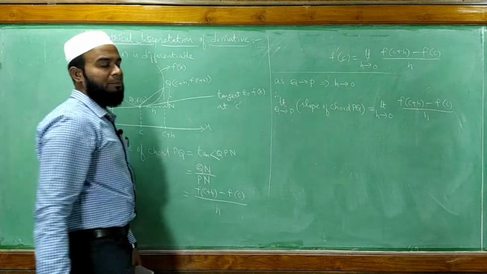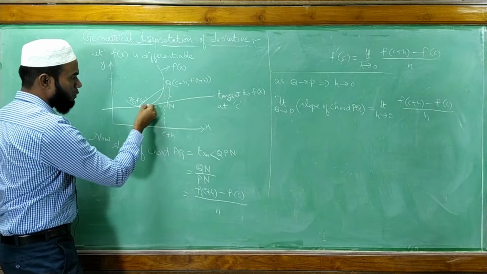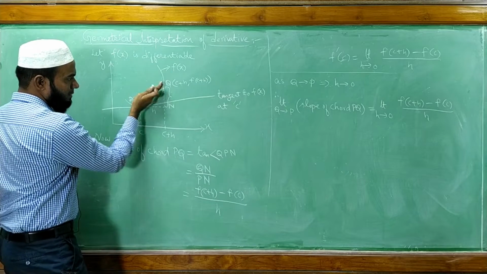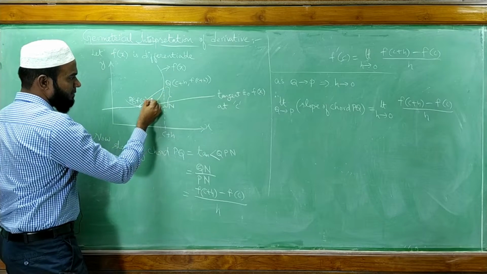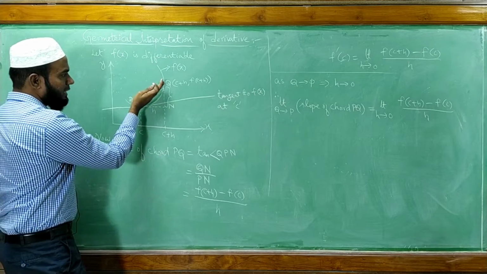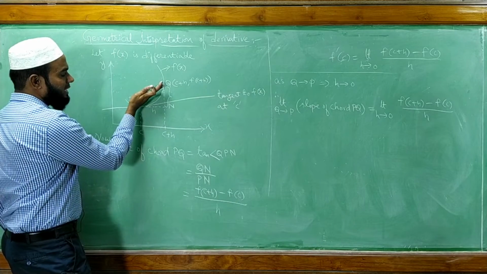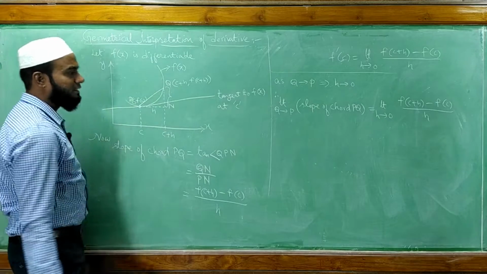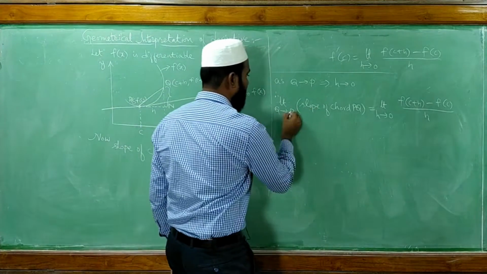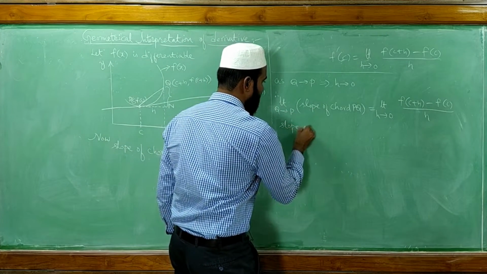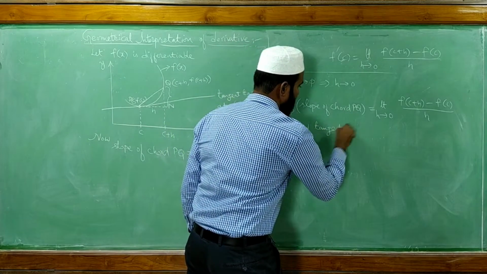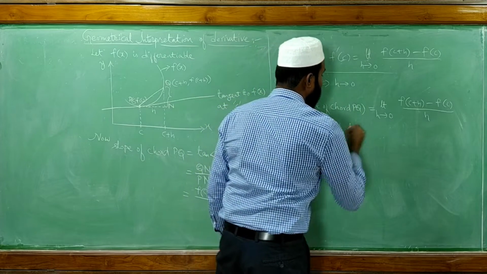As Q goes to P, what will happen? As the point Q goes to P, then what will happen? When Q is here, then the line will be something like this. When Q is here, like this. So gradually, when Q reaches P, this chord PQ will become the tangent, right? So this chord PQ will become the tangent. Then here, when Q reaches P, instead of slope of chord PQ, it will become slope of tangent at the point C, right?